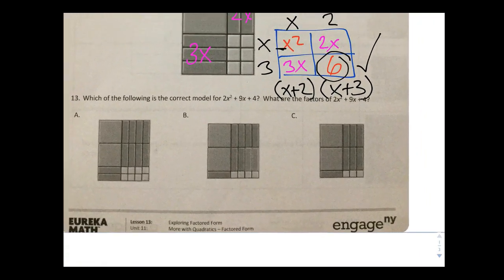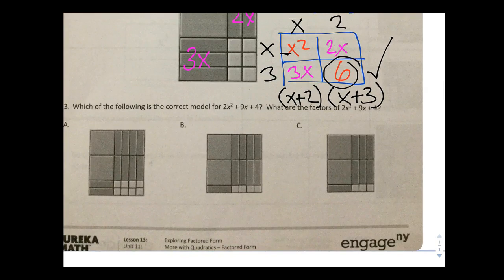Okay, which of the following is a correct model for that? So again, I'm going to make an x method. 2 times 4 makes 8, adds to 9. This is going to be the easy one that we always forget. It's 8 times 1 makes 8, and 8 plus 1 makes 9.